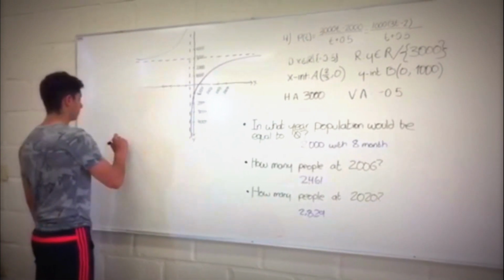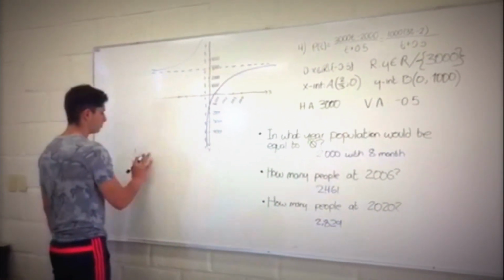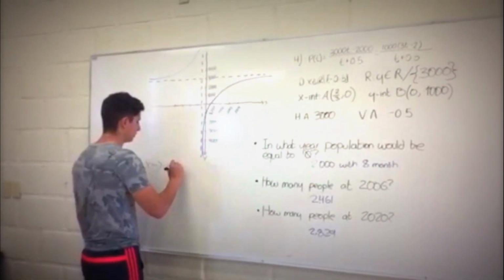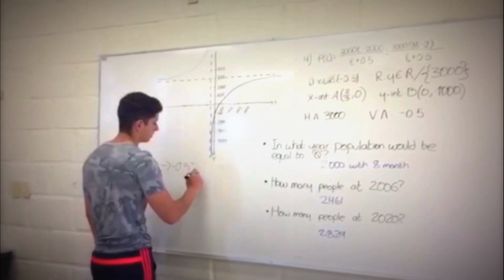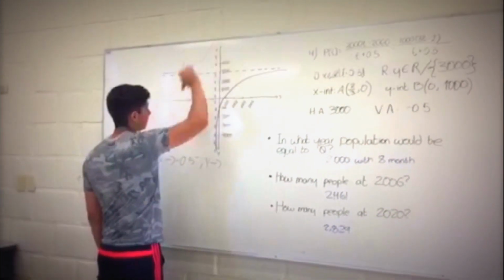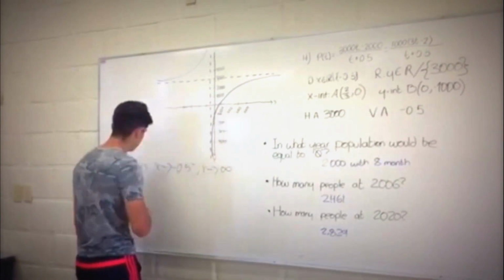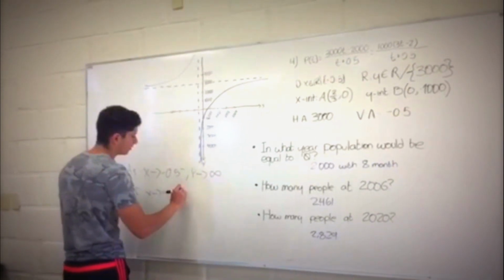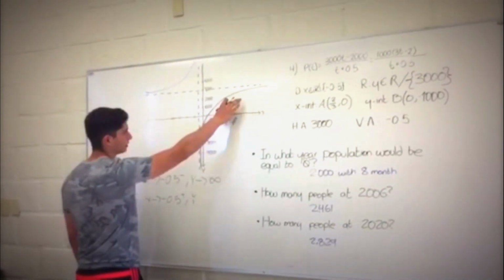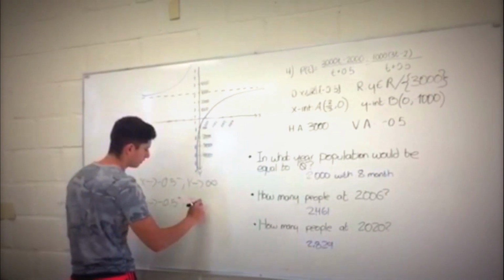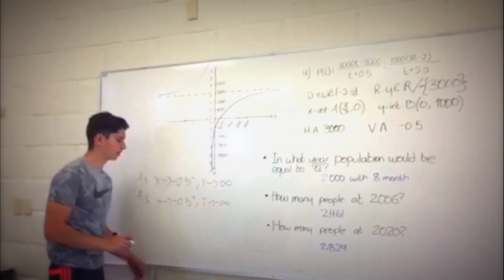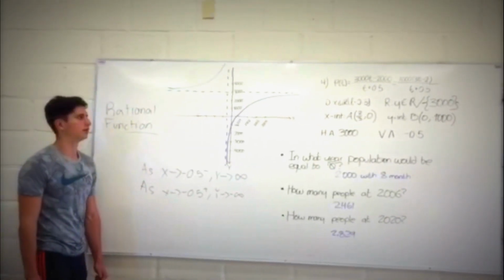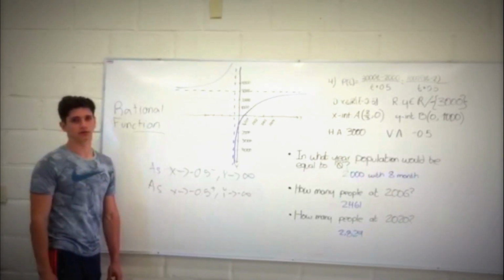So now we're going to get the behavior. As x approaches minus 0.5 from the left, we can see that y goes to infinity. As x approaches minus 0.5 from the right, we can see that it goes to minus infinity. So here we have the behavior. Here we can see that it is a rational function. A rational function is a quotient of two polynomials.